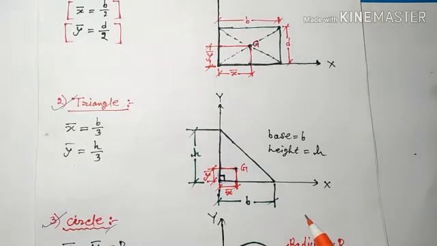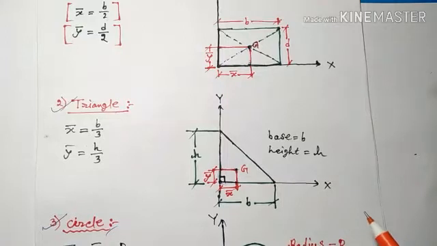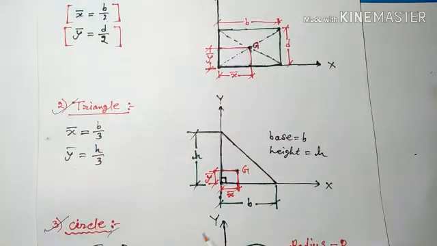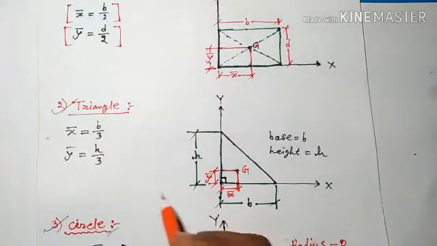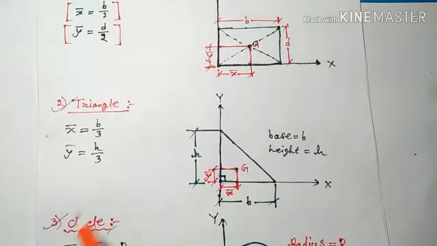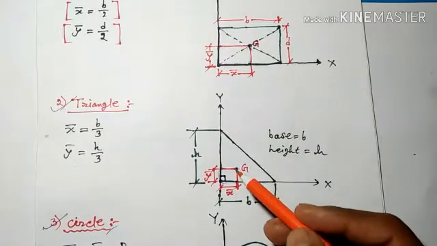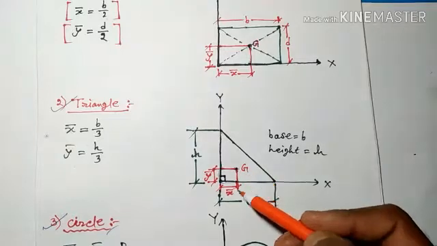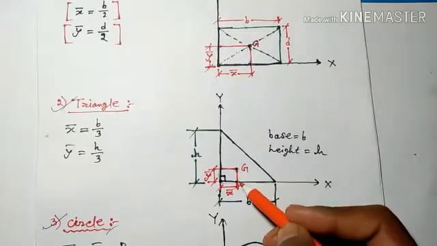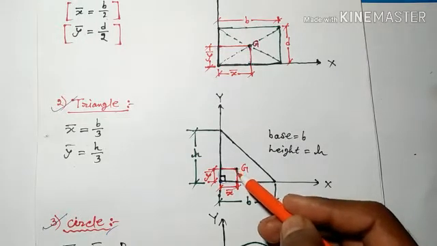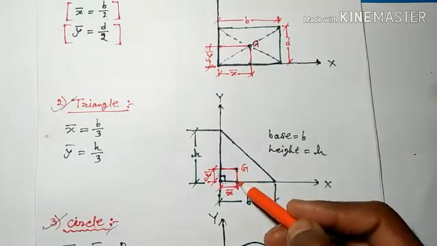Now for this triangle, when h is considered as height and b is considered as base, then the distance of CG from the base will be y bar, that equals h by 3. And when b is considered as height and h is considered as base, then the distance of CG from the base will be x bar, that equals b by 3.